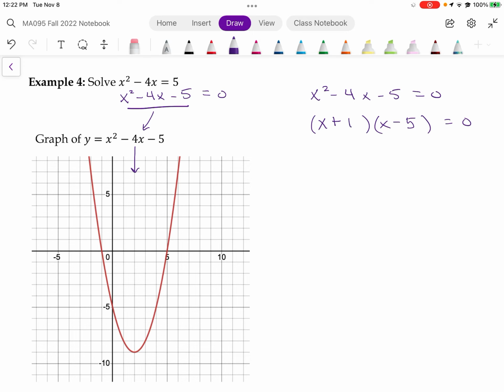So let's double check everything, especially the middle term. So minus 5x plus 1x gives me negative 4x. So always check, at least in your head, to make sure you unfoiled properly. In other words, you factored.